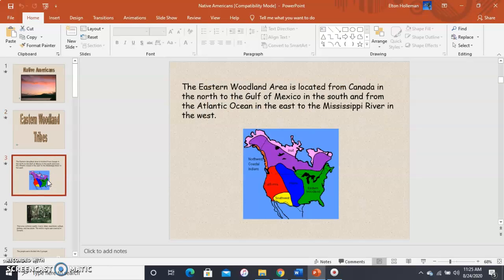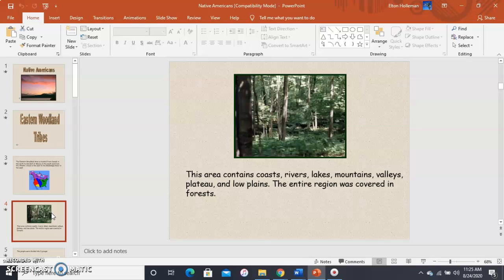The Eastern Woodland area is located from Canada in the north to the Gulf of Mexico in the south, and from the Atlantic Ocean in the east to the Mississippi River in the west. This area contains coasts, rivers, lakes, mountains, plateaus, and low plains. The entire region was covered, of course, with forests.